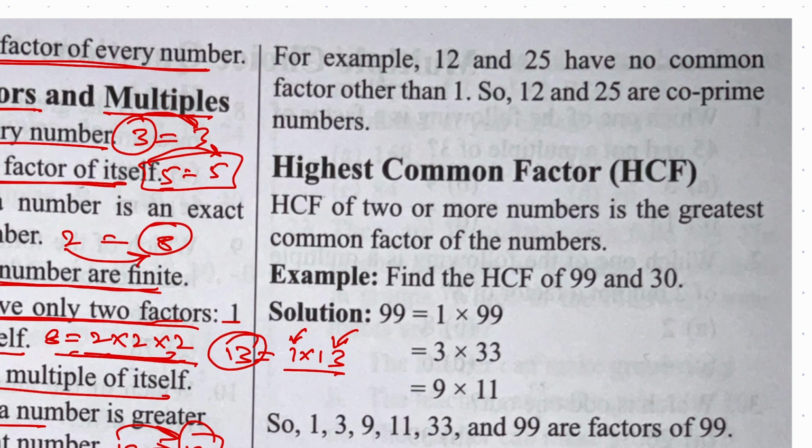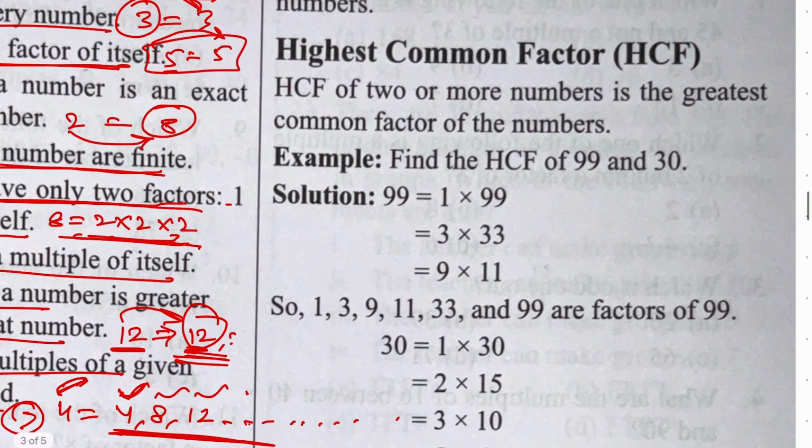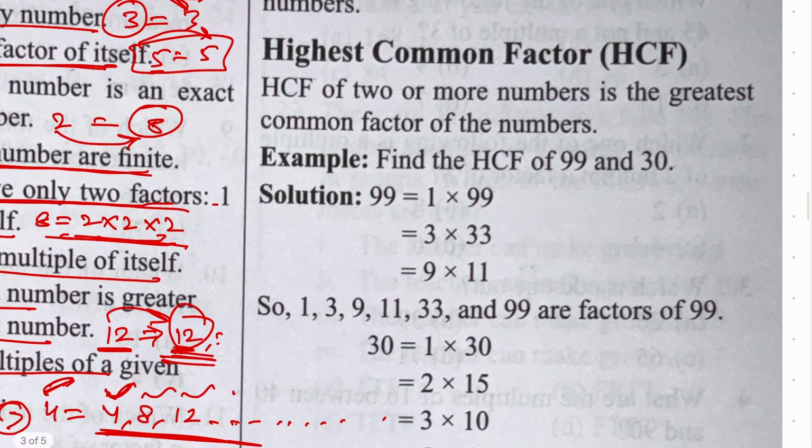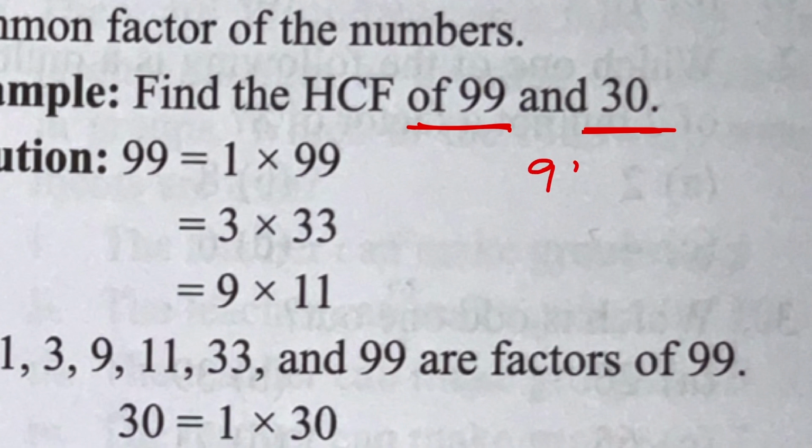Okay? Now highest common factor, HCF. What is the highest common factor? There will be many common factors. Out of them, whichever is the highest is called the HCF. Very good. So say, for example, these two numbers, 99 and 30. How to find it, we will see. Say, for example, 99 and 30. We will start with the smallest number.